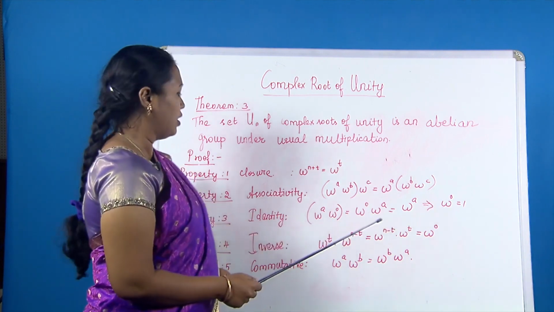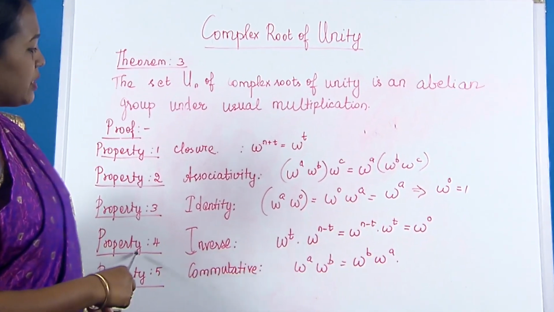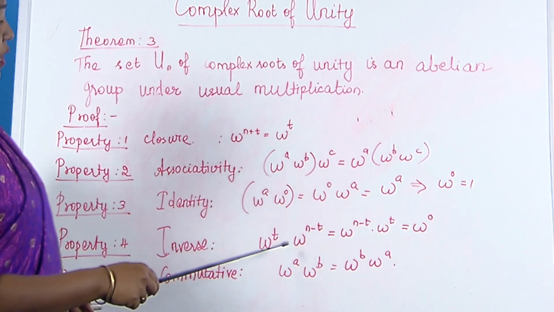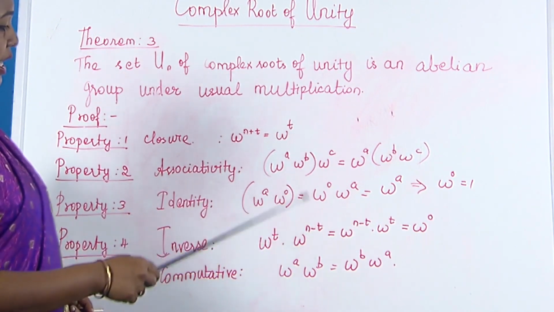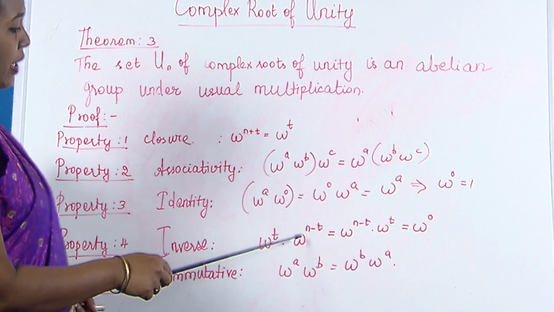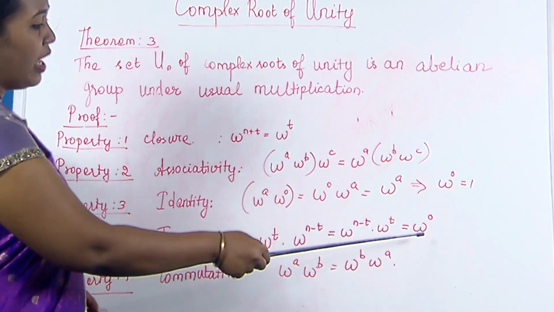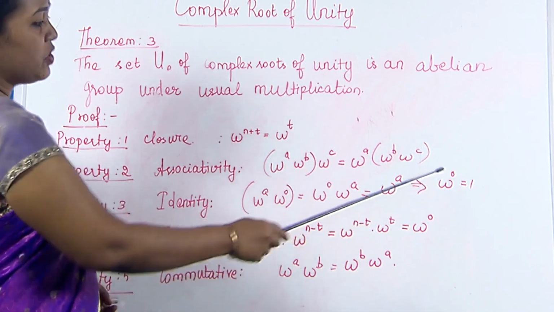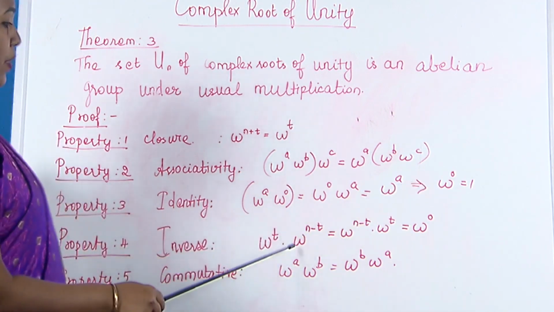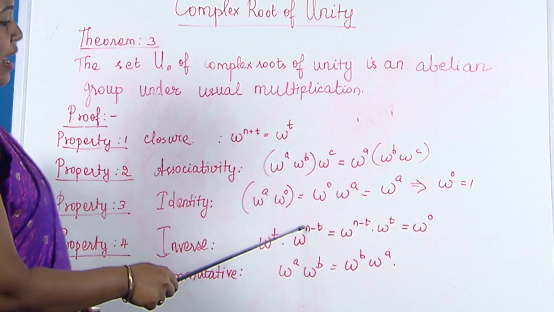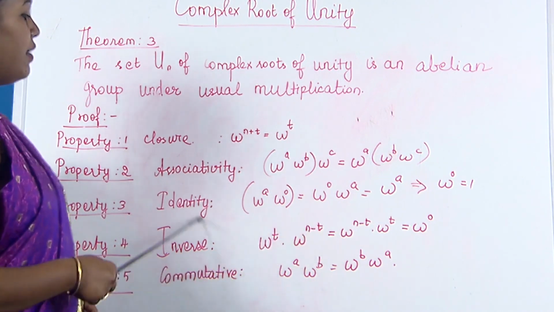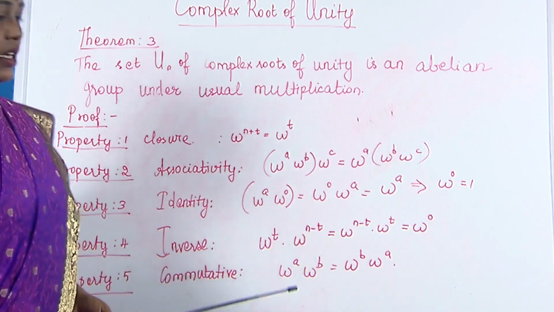And the inverse property: for any root omega power t, the inverse should be omega power n minus t, and this is the same either way around, and this is equal to omega power 0, which happens to be the identity element. Therefore, we can say that omega power n minus t is the inverse element of omega power t.